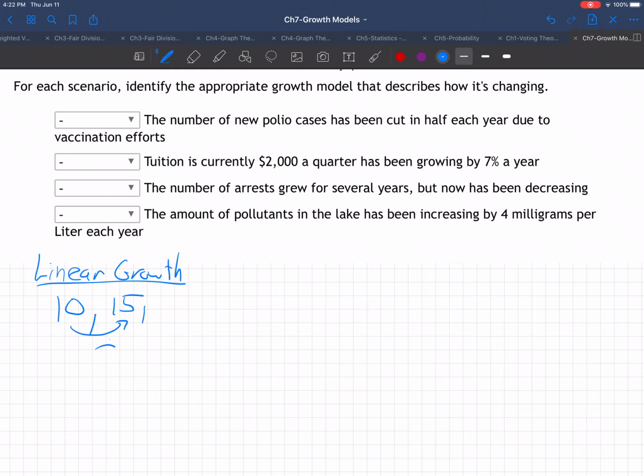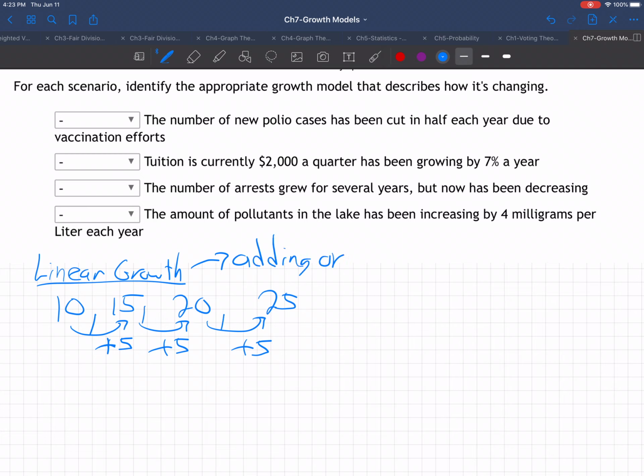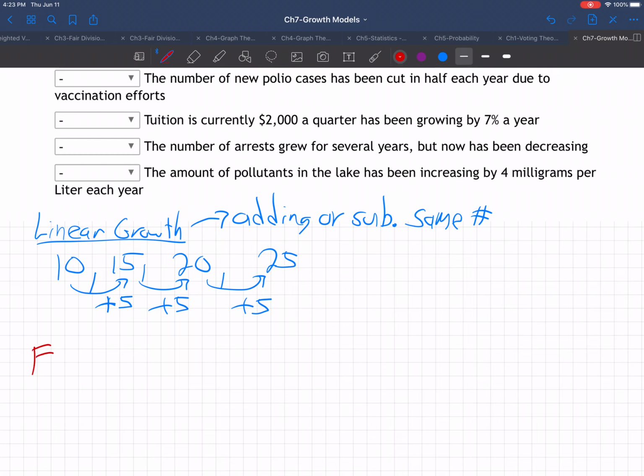It's just adding 5, and then it went to 20, it added 5, and then it went to 25. It's just adding, so adding the same number every time. Adding or subtracting, if it's going down, adding or subtracting the same number every time. That's linear growth. Now there's another kind, and that's exponential.